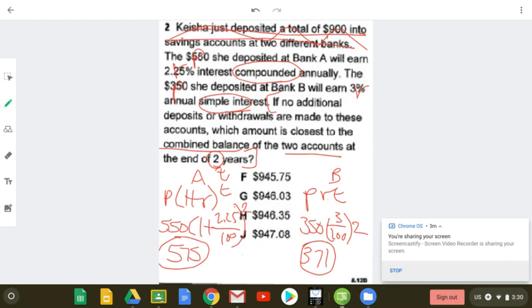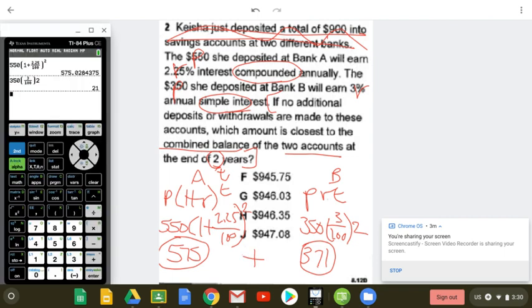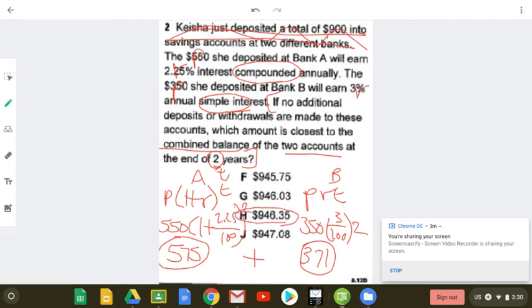Now it says combined balance. So now I'm going to take both of those and add those numbers together. So I've got 371 plus 575. That's going to equal 946.